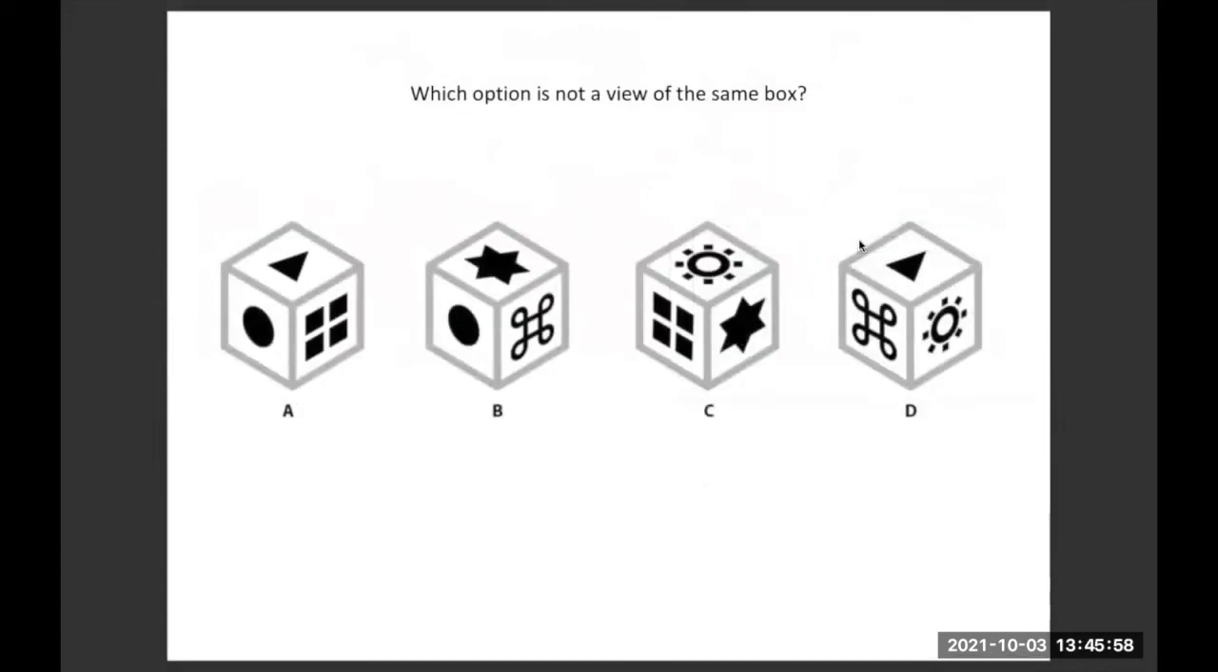We did a similar kind of question last time, but last time you were supposed to find a symbol. Here you are given symbols already in all the different boxes, but you have to find which view is not of the same box. So you are given different views of one box. There might be one option which is not the view of the same box. That's what you have to find here.